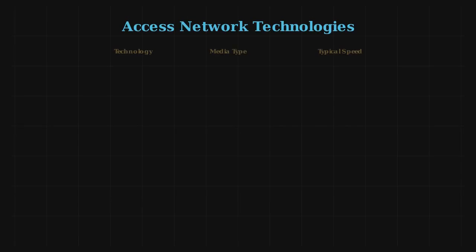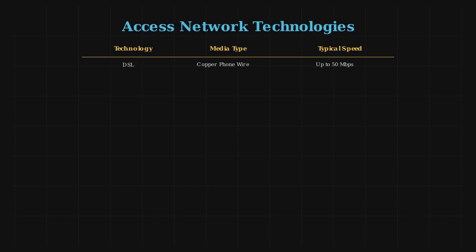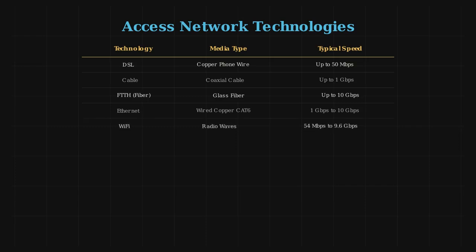How do end hosts connect to the rest of the world? Through access networks. In homes, DSL uses telephone lines at speeds up to 50 megabits, coaxial cable reaches near 1 gigabit, and modern fiber to the home delivers 10 gigabits. Businesses rely on wired Ethernet, while mobile devices use wireless Wi-Fi.